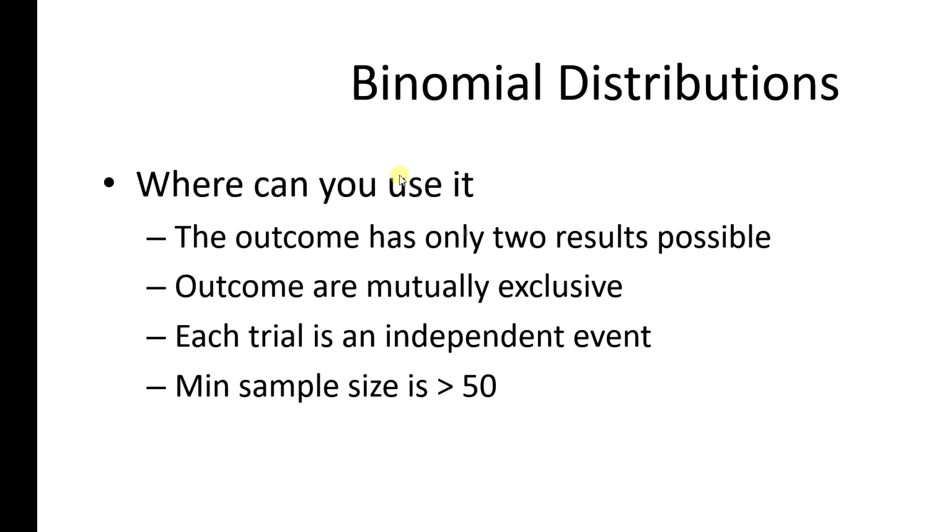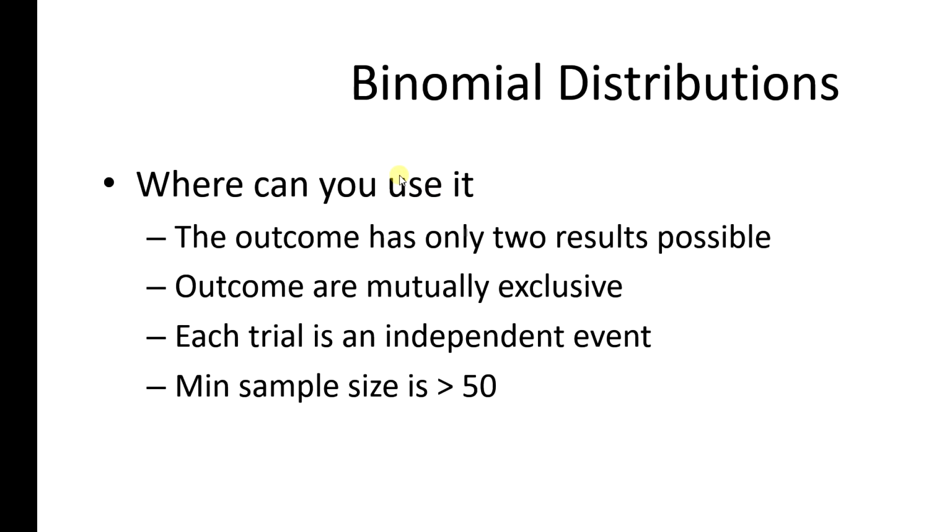Before we get into the example, there are a few properties of the binomial distribution that tell you when to use it. The first is that you have only 2 possible outcomes, not 2 or more. It should be a pass or a fail, like a head and a tail. Outcomes are mutually exclusive, meaning if one outcome happens, the other cannot happen in the same product or service. Each trial is an independent event.